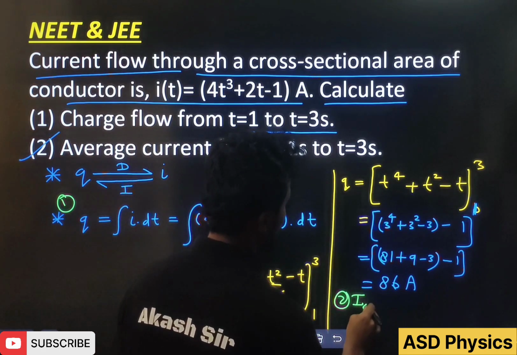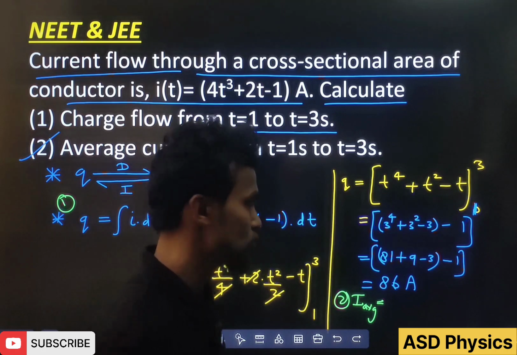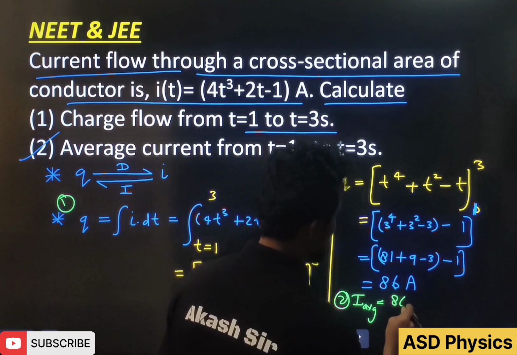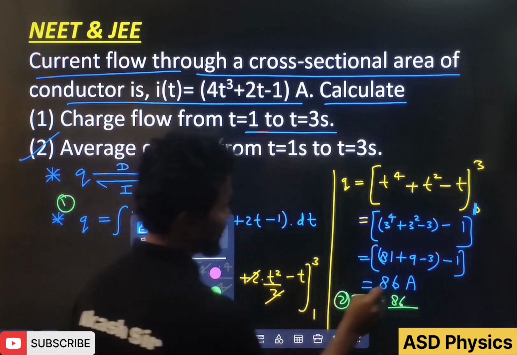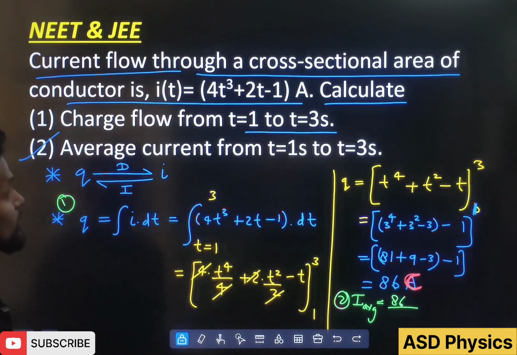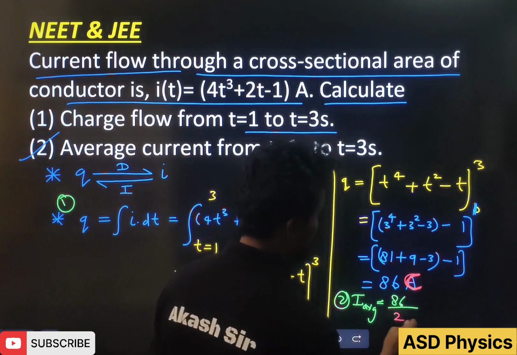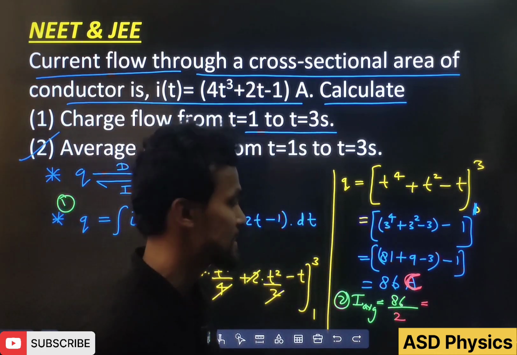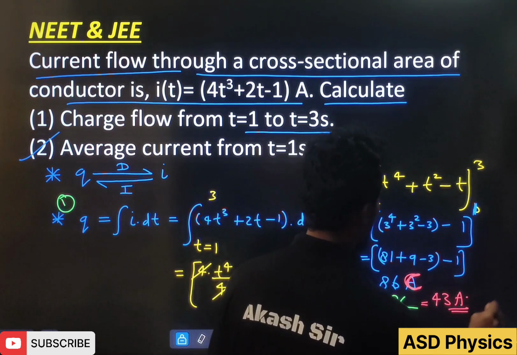If they ask for the average current, it is very easy, just as I have told you: total charge by total time. So how much charge is given here? 86 coulomb. The unit of charge is coulomb. And time: 1 to 3 seconds. That means the time interval is 3 minus 1, which is 2. So 86 by 2 comes to 43 ampere.